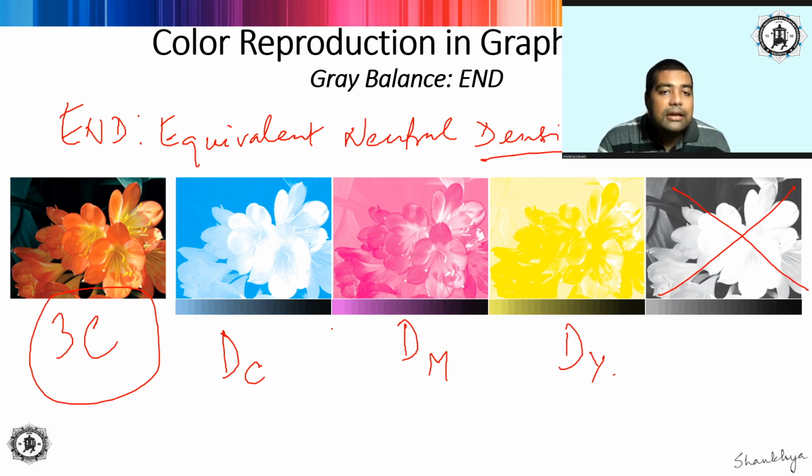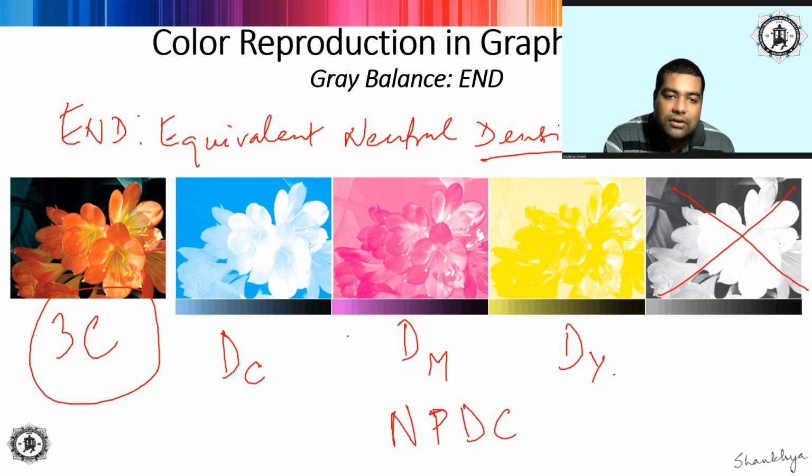But the fundamental concept that is central to the process of G7 calibration is contained in one or two curves. They are known as the NPDC curves, or neutral print density curves. The work for G7 calibration is to ensure that these curves are overlapping with each other and they are linear in nature. So that is how the gray balance is maintained, right?